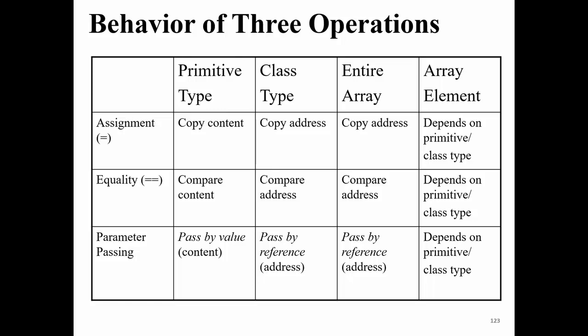Now, for equality, if you use it with the primitive data type, you are comparing the content. So for two primitive data types, you compare the content. With a class, you compare the address, whether they are the same address or not. With an array, you compare the address. With the elements, it depends on the element. Now, for parameter passing, if you are using primitive data and you send it to a method, you send it by value. You create a copy of it and you send it. But if you are using a class or array, you are actually sending a reference, where the actual object or actual array is stored. You have to be careful.